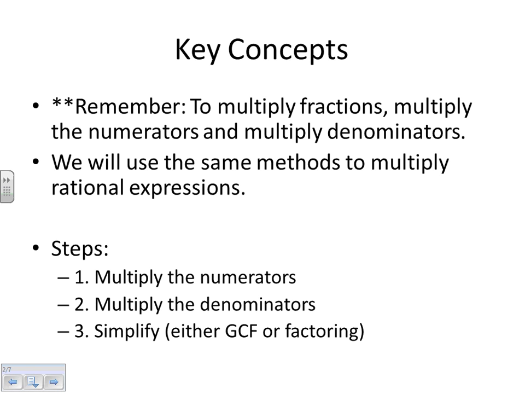Okay, so here's a couple of key concepts. Pause me as you copy them and replay me when you're ready for the answer or an explanation. So this key concept we got, remember that when we multiply fractions, we multiply the numerators and then we multiply the denominators. Well, this is going to be the exact same thing when we multiply rational expressions. We're going to multiply the numerators, then we're going to multiply the denominators, and then we're going to simplify. And we're going to use either the greatest common factor or factoring like we did in the lesson with 11.2.